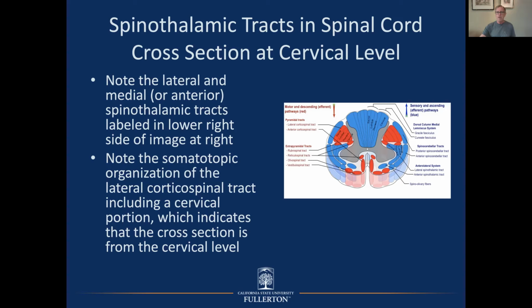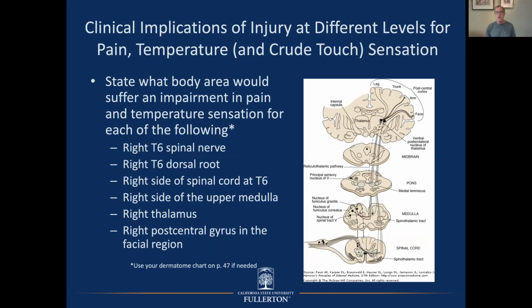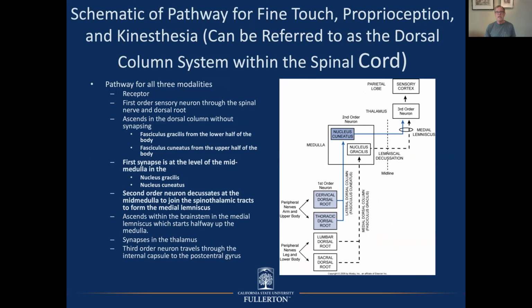There's a lateral column and there's a ventral column, but the dorsal column is just the gross area of white matter in this region, sort of sandwiched in between the two dorsal horns. That's the dorsal column system. So when you hear the term dorsal column system, you know it's the system that's mediating fine touch and proprioception and kinesthesia for the body. All right, there we go.